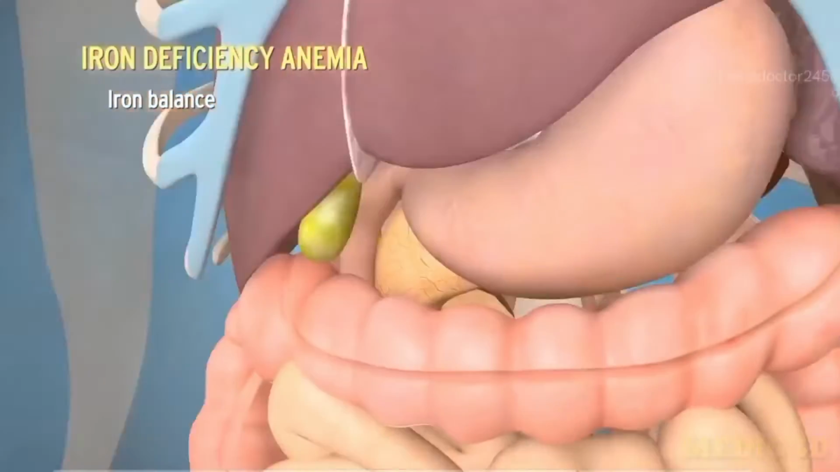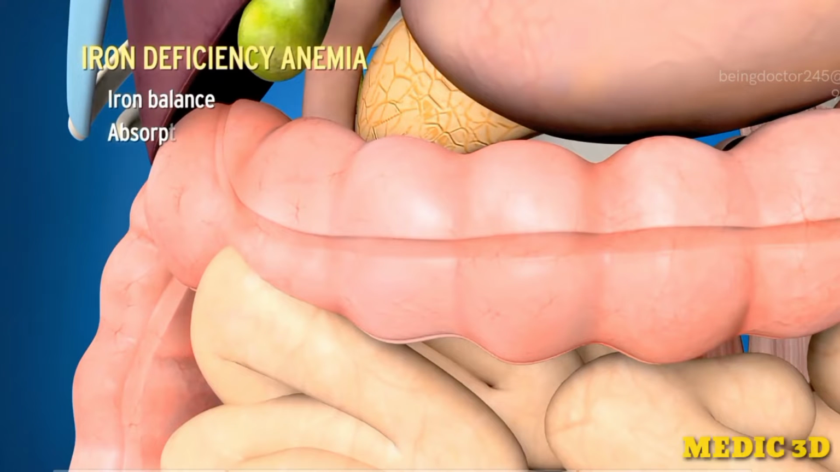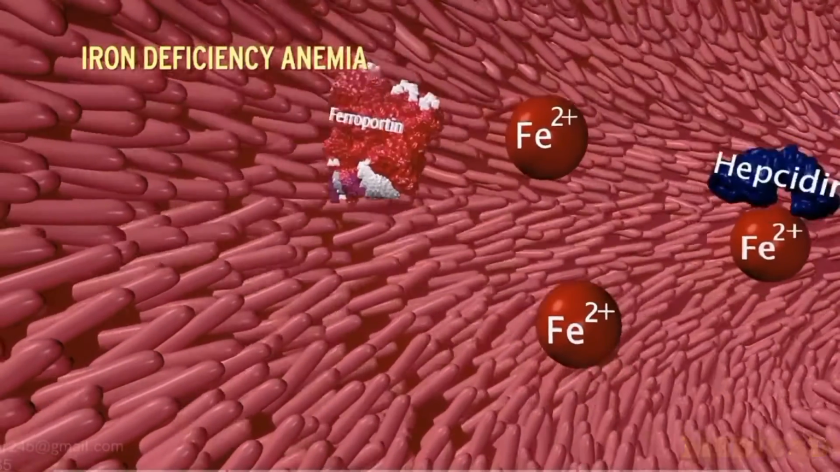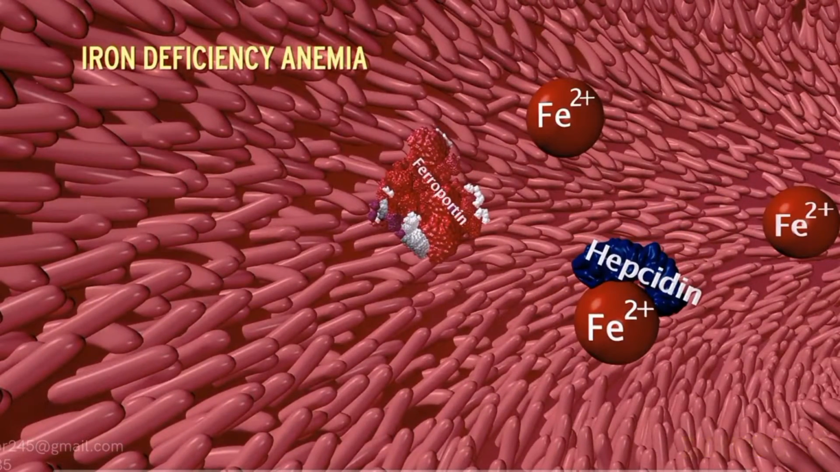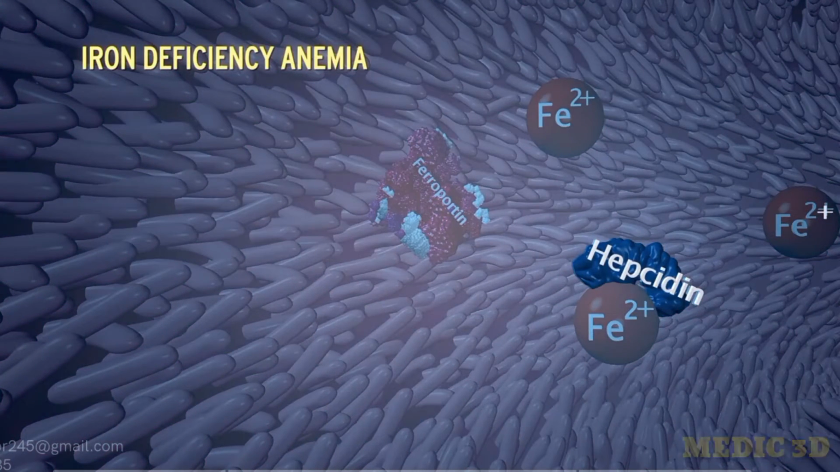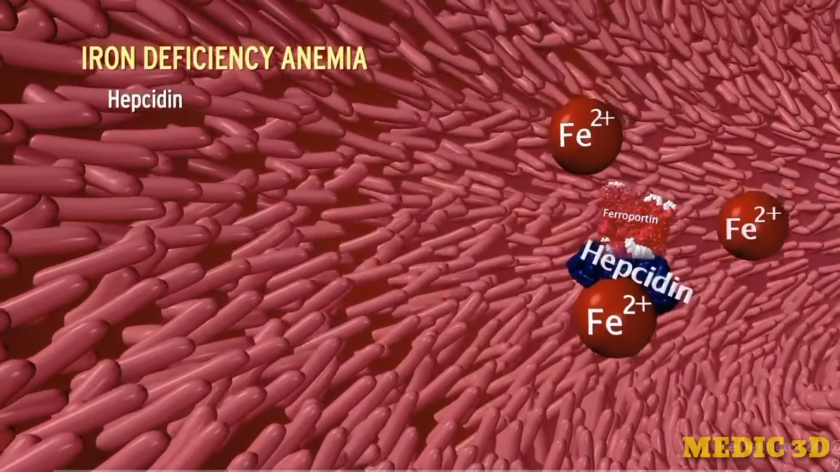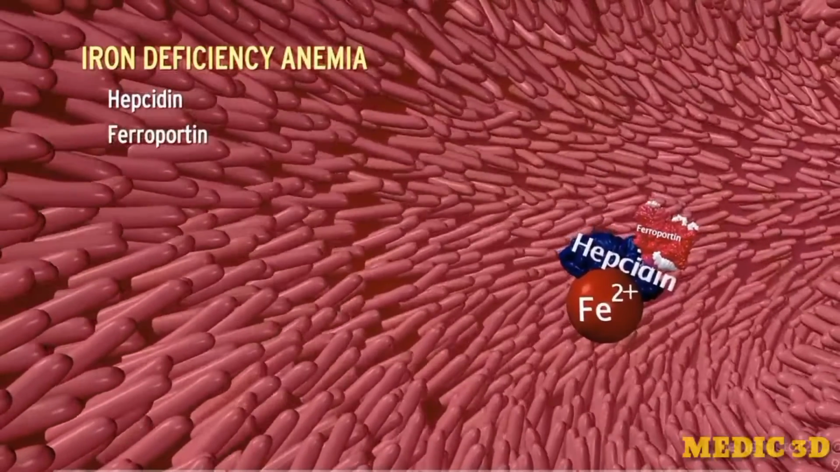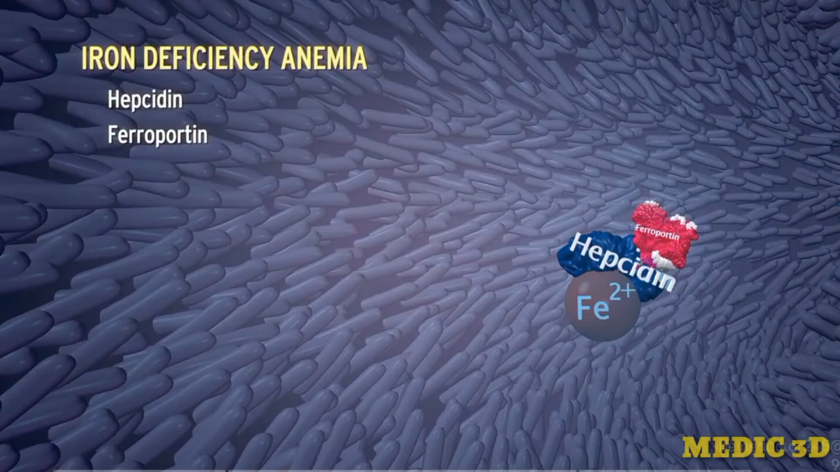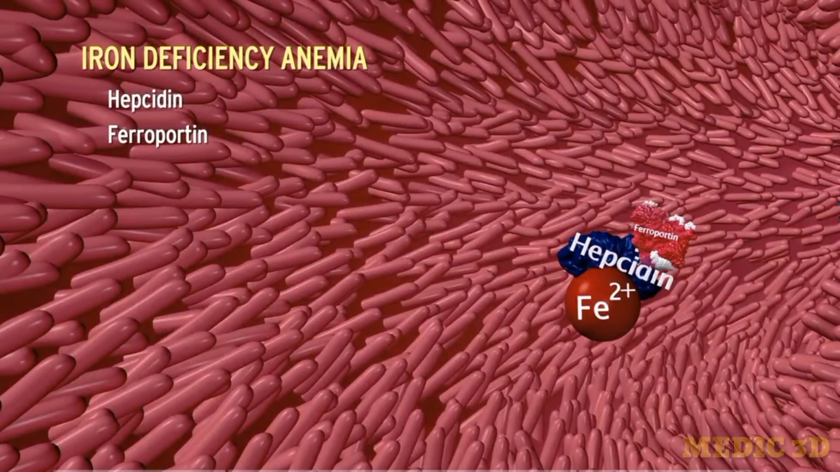Iron balance is maintained by regulating its absorption in the gastrointestinal tract. Hepcidin, a protein synthesized in liver, controls the absorption and storage of iron. Hepcidin binds to ferroportin, thereby inhibiting iron transfer from enterocytes to plasma.